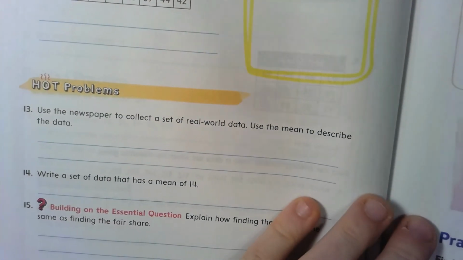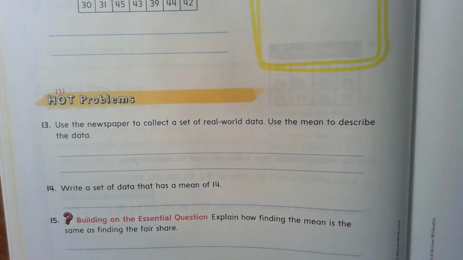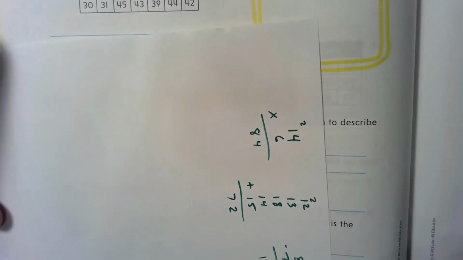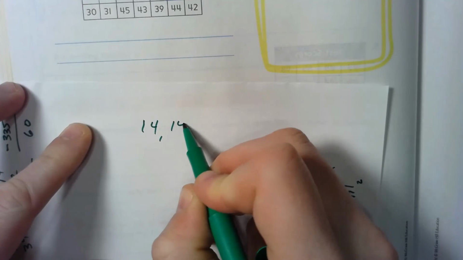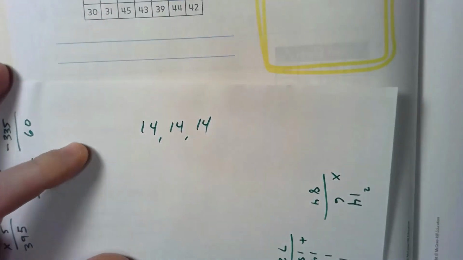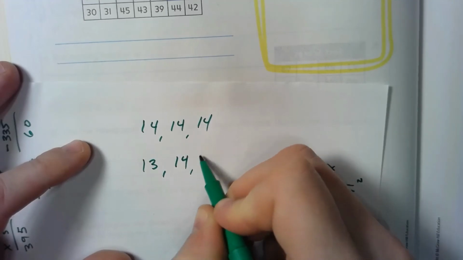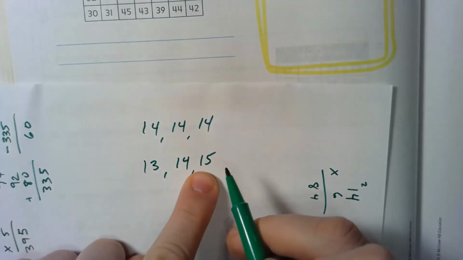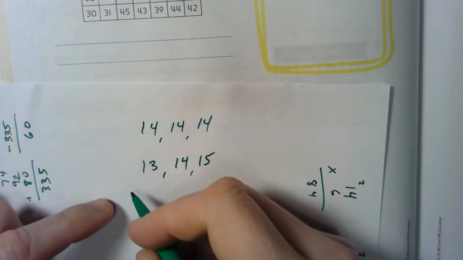And the last problem I'm going to show is question number 14, which says write a data set that has a mean of 14. Obviously, there's lots of ways that you could do this problem. You could take the easy way out and say, here's your data set, and obviously it has a mean of 14. You could do another easy way, like this, because if we took 1 away from 15 and put it over there, we would have 3 14s.